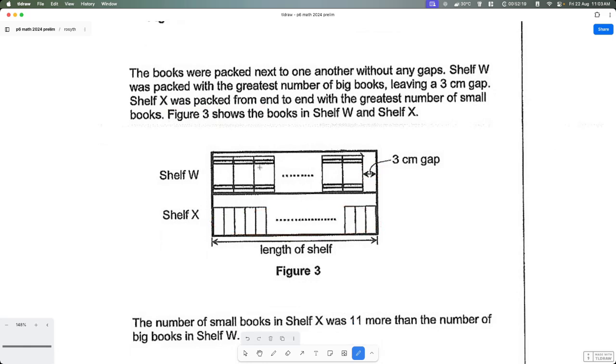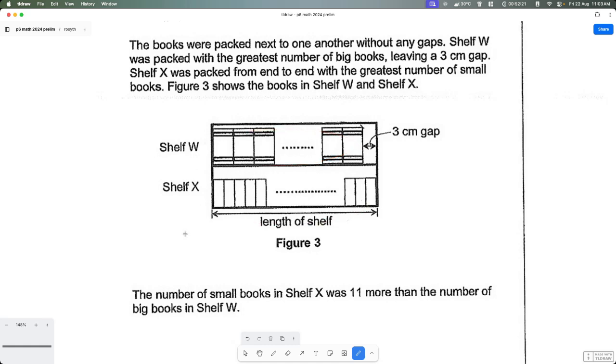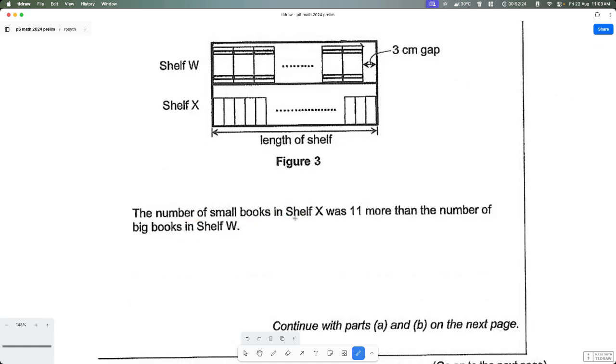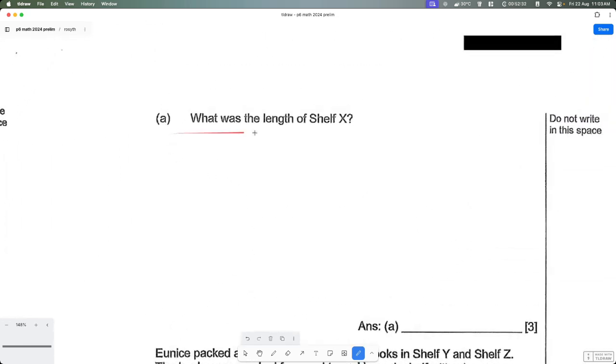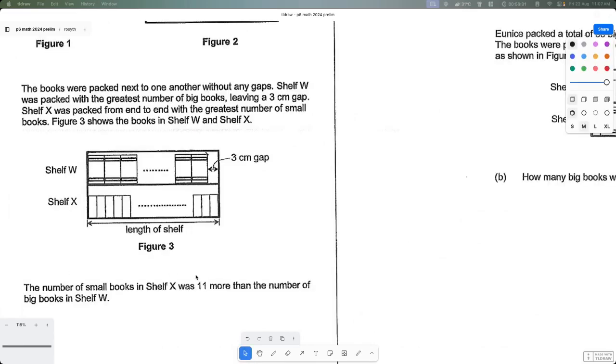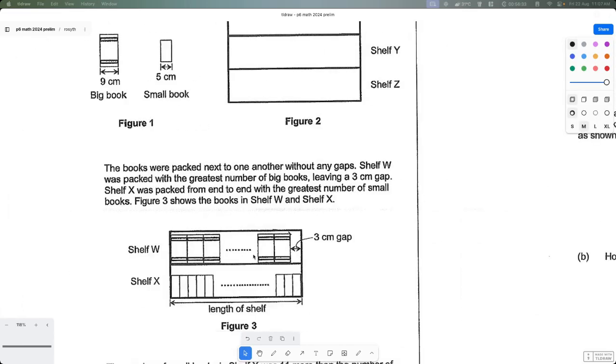So figure 3 shows the books in shelf W and shelf X. The number of small books in shelf X was 11 more than the number of books in shelf W. Okay. So in part A, what is the length of shelf X? So let's get the length of the shelf.